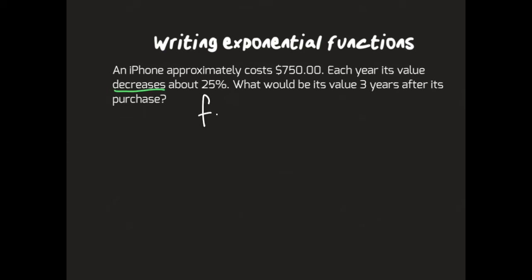So I'm going to use my f of x equals a b to the x. Now, since we are talking about decreasing, I know that I have to use my decay formula. And what's going to be my decay formula? f of x equals a times 1 minus r to the x.